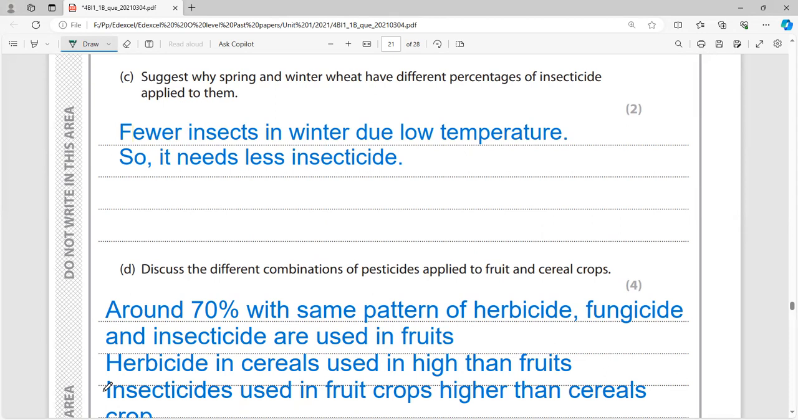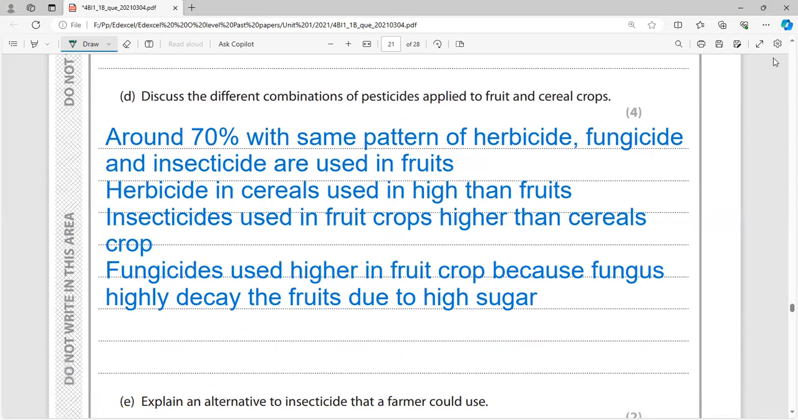So most insects either move into the ground, some go into torpor, or some die. That's why there are fewer insects in the winter due to the low temperature. So it needs less insecticide here. We're going to proceed to the next question.